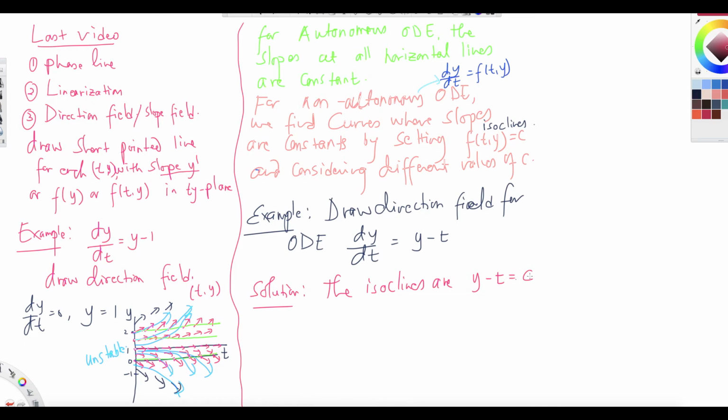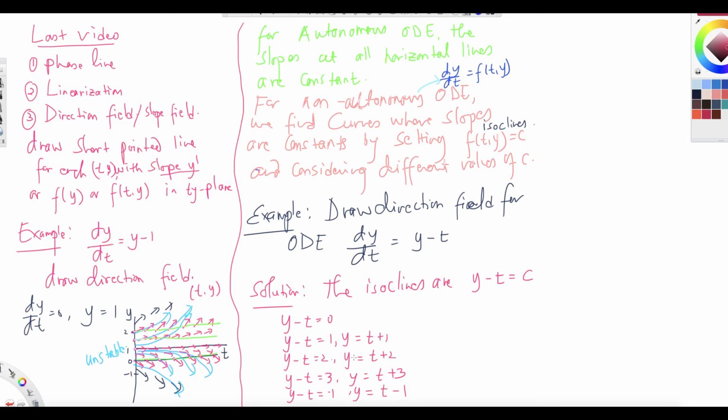So taking different values of c, what do you get? You will get y minus t equals 0, y minus t equals 1. That means y equals t plus 1. And then y minus t equals 2, that means y equals t plus 2. y minus t equals 3, y equals t plus 3, and so on. You can take -1, -2 like that too. So y minus t equals -1, so y equals t minus 1, and so on.